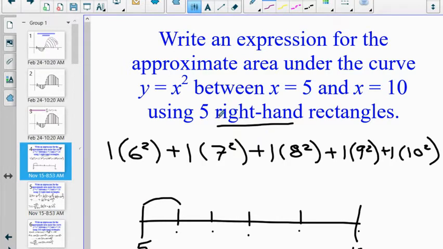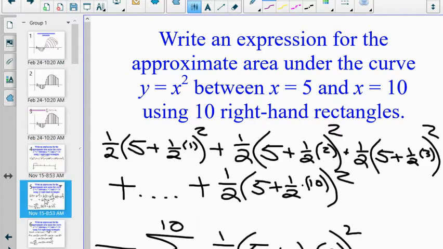Now, if I change this, and instead of doing 5 right-hand rectangles, if I want to do this with 10 right-hand rectangles, notice that the width of the rectangle has decreased because I have more of them. I've got an interval that is 5 units long, divided into 10 pieces, so each one is half of a unit wide.